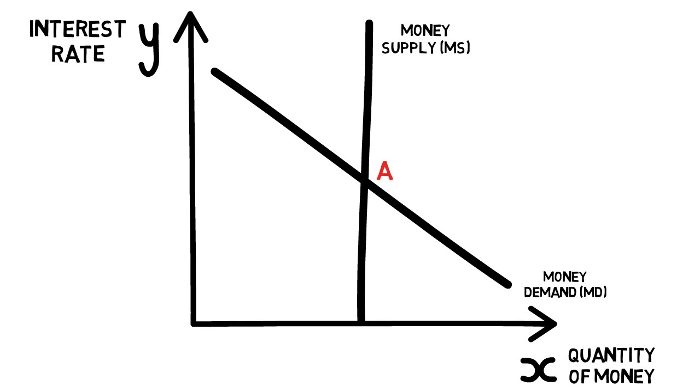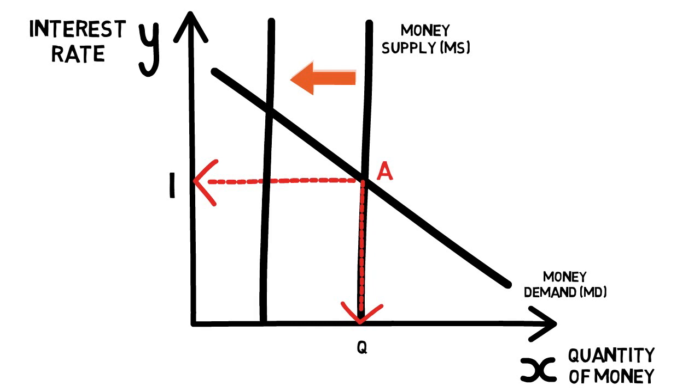The equilibrium point is point A, where we derive the equilibrium interest rate and the equilibrium quantity, where money supply is equal to money demand. So this is shown as I on our graph here, the equilibrium interest rate, and Q, the equilibrium quantity of money. Now, what we see is with contractionary monetary policy, the money supply curve shifts leftwards. That's a contraction in the money supply.